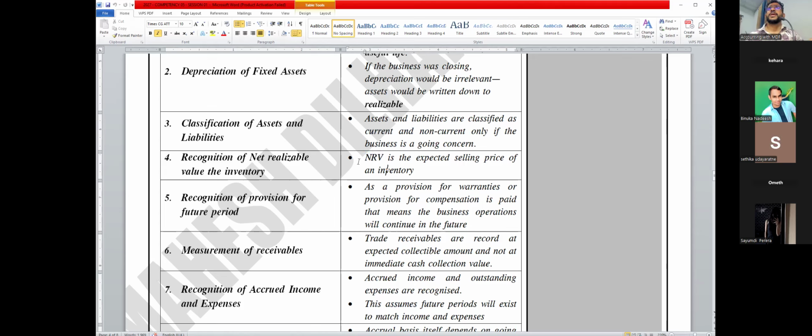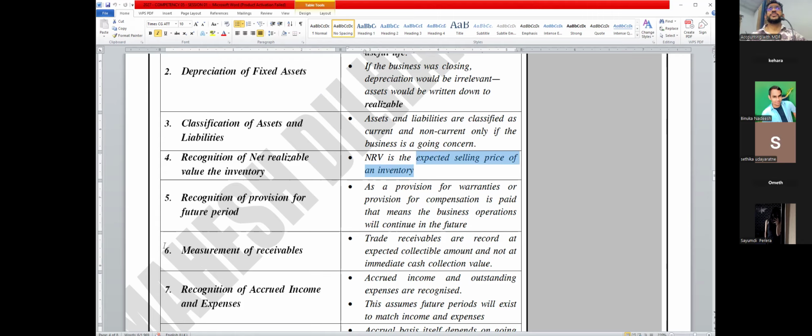NRV is the expected selling price of the inventory. Now, expected means what? It has not been sold yet. So the business has a going concern. Within that period, we are planning to sell the inventory at that amount. That's what you mean by expected selling price. Okay, children. Perfect.